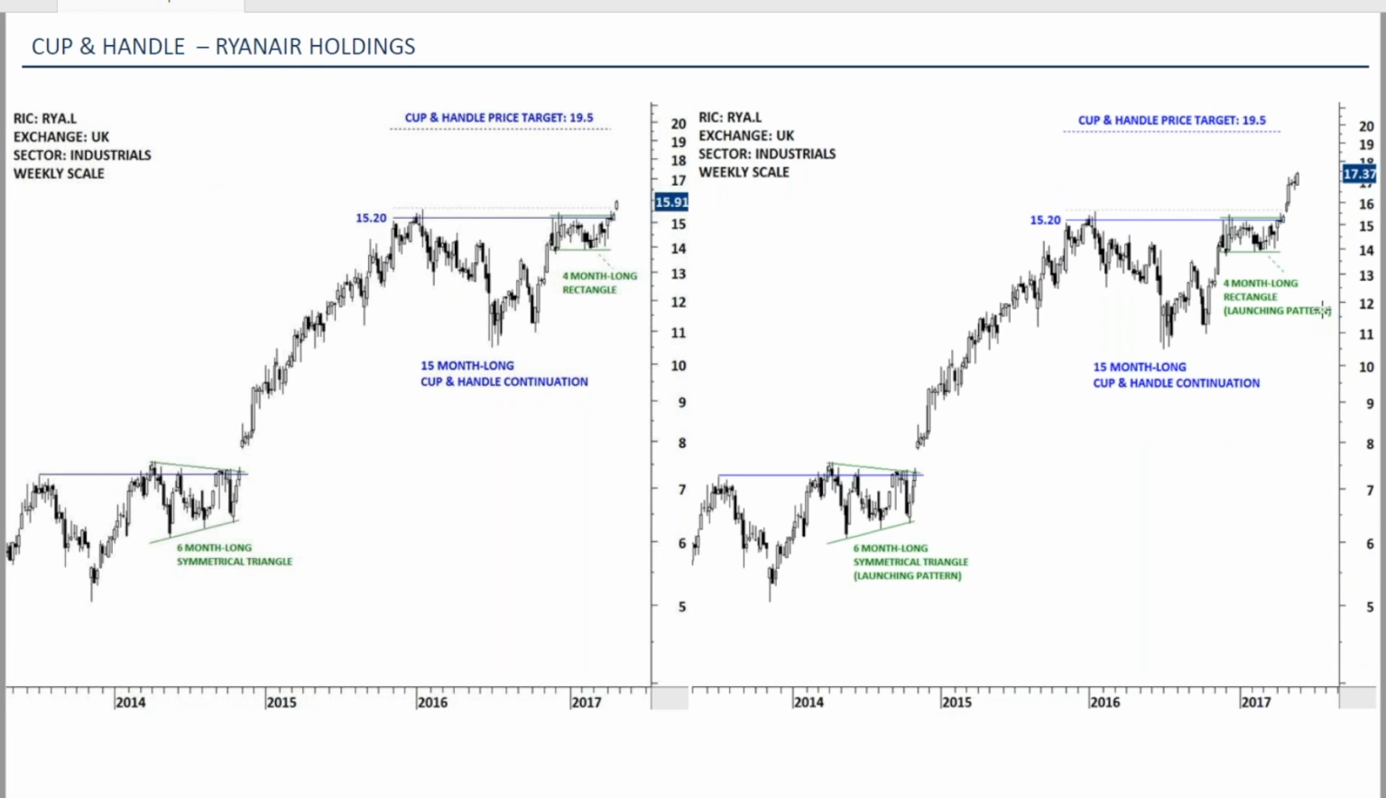If you look at the next example, another cup with handle that is still continuing right now towards its chart pattern price target, a perfect cup with handle, similar to what we have seen before. This time, Ryanair Holdings in UK FTSE index.